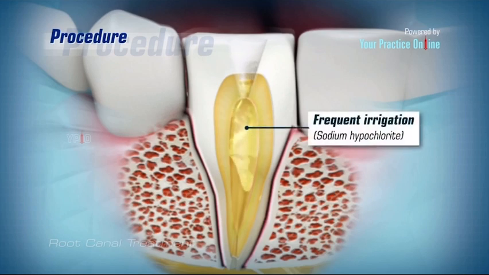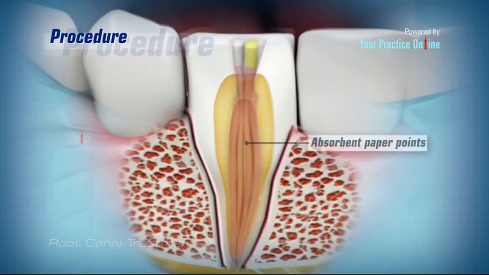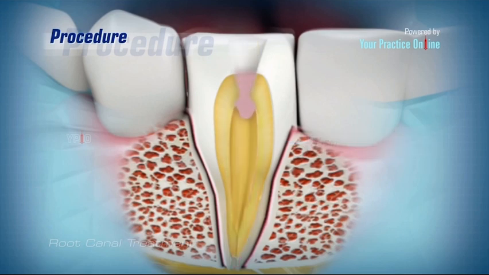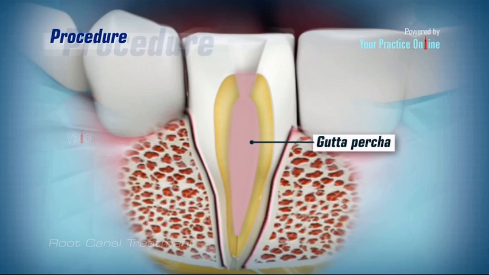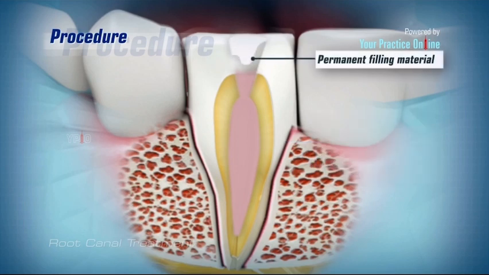Frequent irrigation of the root canals is done using sodium hypochlorite to flush away the debris. Once the entire tooth is completely cleaned, it is dried with tiny, absorbent paper points. After the canals have been dried, they are filled with a rubber-like substance called gutta percha. The purpose of this filling material is to seal the canals inside the tooth. The tooth is then restored with a permanent filling material.